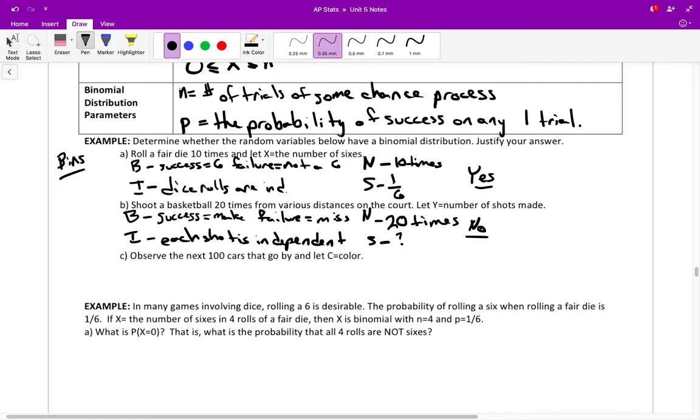Okay. For part C, it says observe the next 100 cars that go by and let C equal color. First thing we need to ask ourselves, is this binary? Well, success and fail, really there is no way to know what that's going to be. All we're going to do is write down what each car color is. We didn't specify that we're looking for any particular color, so without going any further, we can just go ahead and say no for this one.